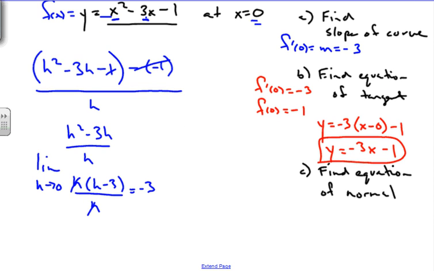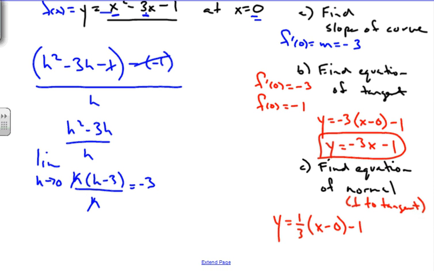Finally, we're going to find the normal of this line. The normal, once again, is perpendicular to the tangent. So we're going to use the same point, but we're going to use a different slope. The normal slope is going to be the opposite reciprocal because it's perpendicular. So we're going to have y equals 1/3 times x minus 0, minus 1. That simplifies to y equals 1/3 x minus 1, and that is our normal line.